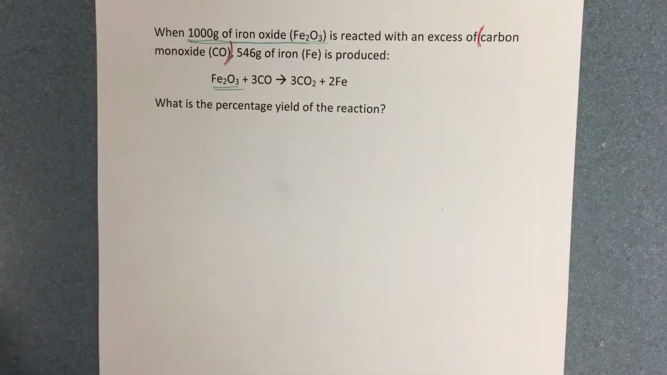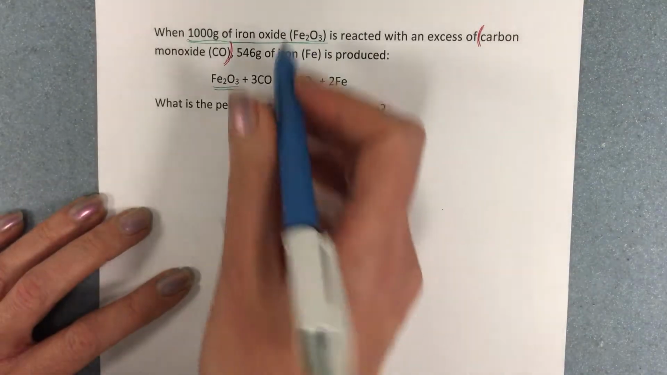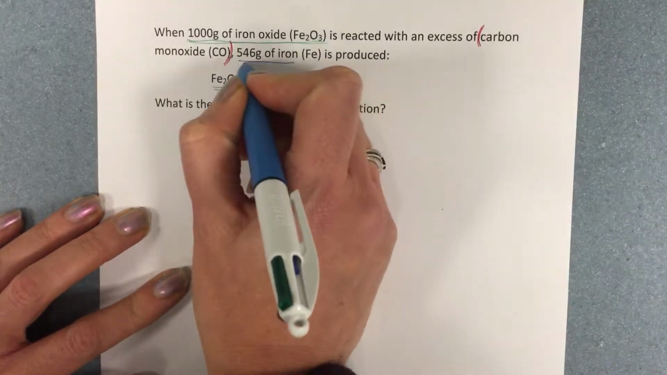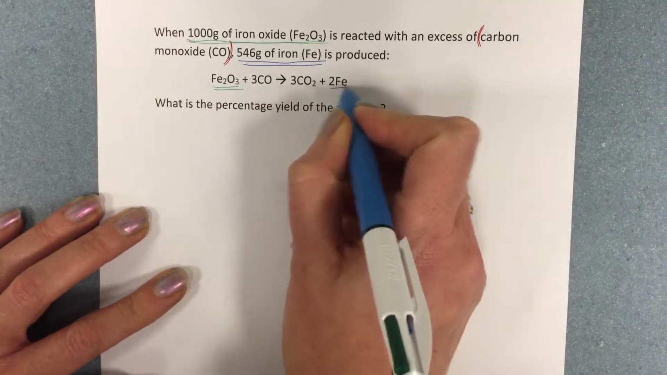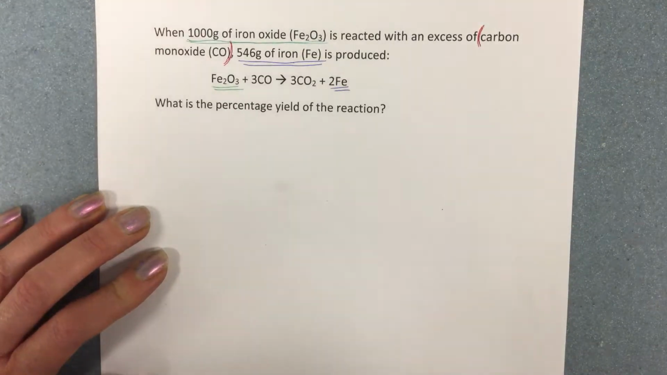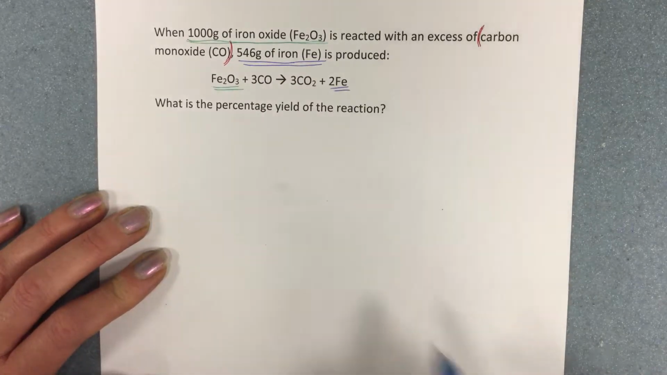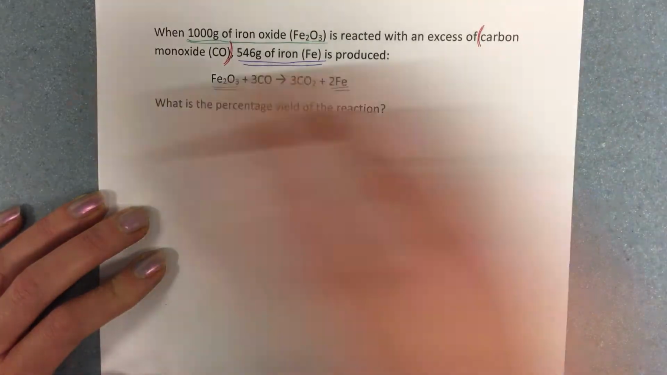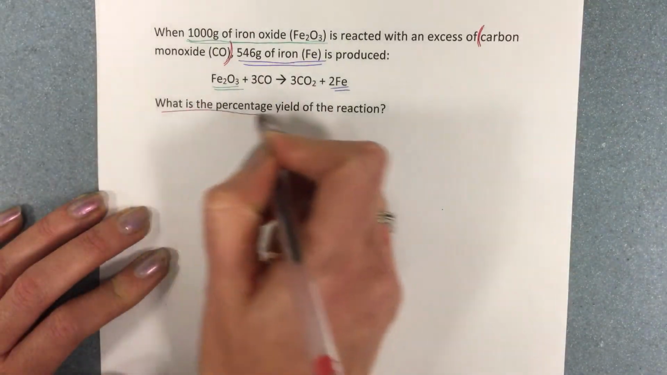But we have been given, this is what makes it look confusing, a mass of iron. And so it sort of looks like we've already had the question answered, because usually in the other questions, the question says, here's the mass of iron 3 oxide, what mass of iron is produced? But it's then asking, what is the percentage yield?